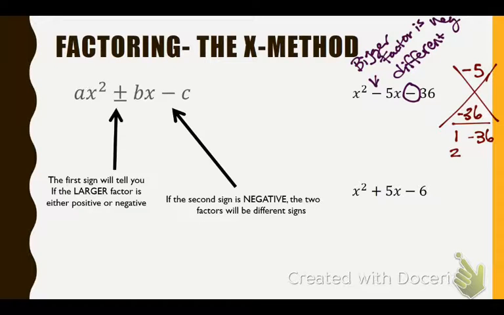So you keep going with your factors. How many times does 2 go into 36? 18. How many times does 3 go in? 12. How many times does 4 go in? 9. And 6?